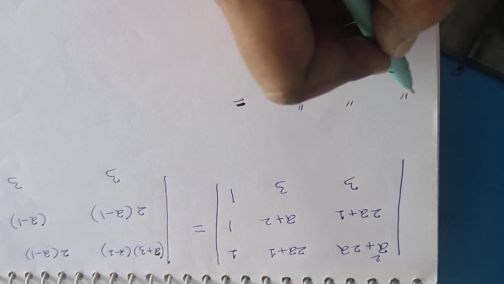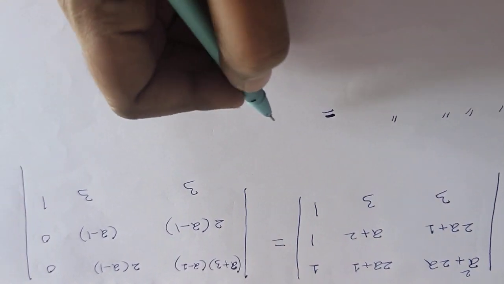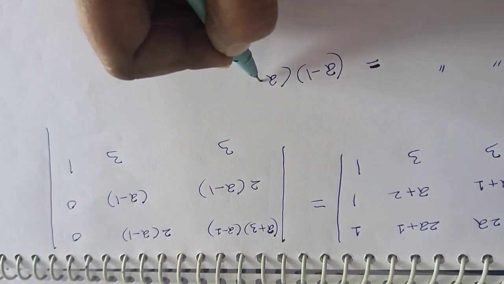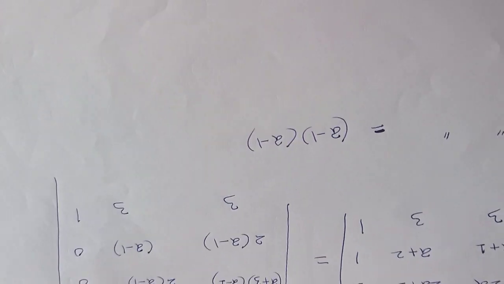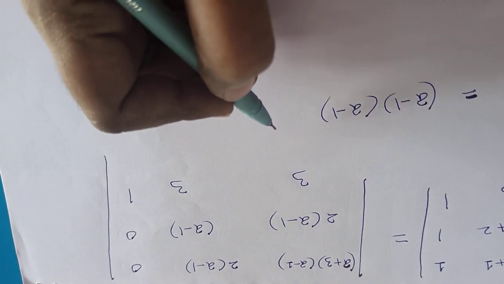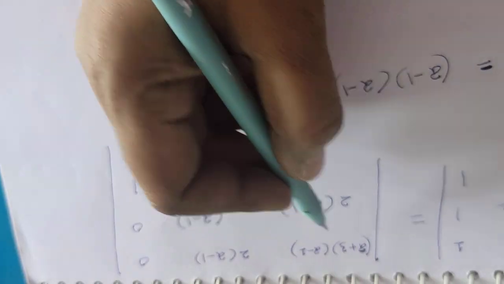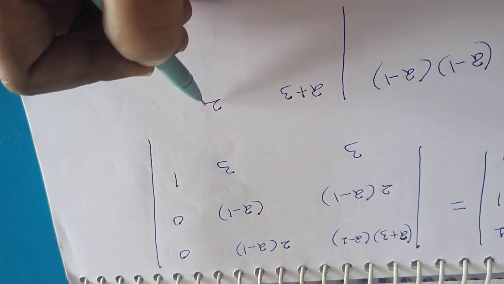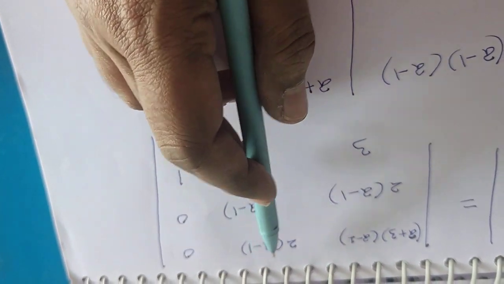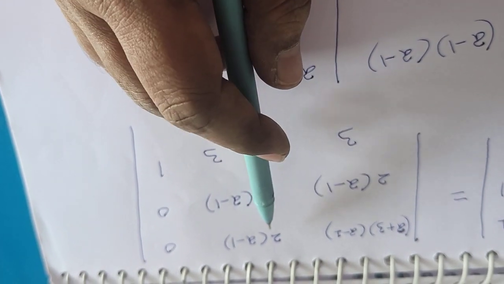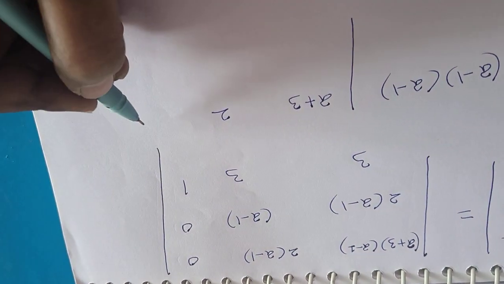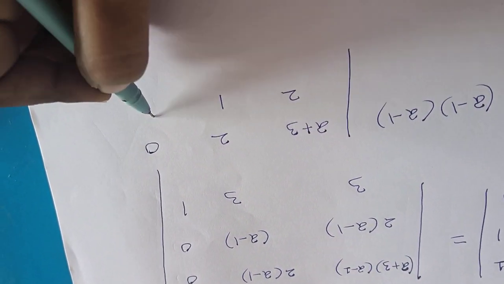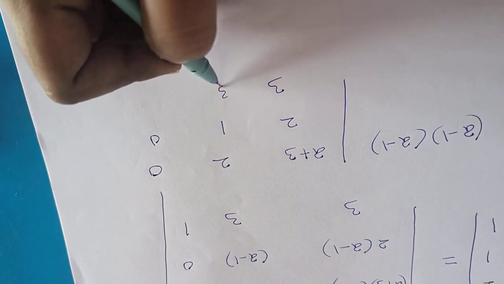So, left hand side keep as it is. So, from first row it is a minus 1. From second row also, I am taking a minus 1 outside. So, this is a plus 3, this is 2. When I take outside this term, it becomes only 2 is left here. So 2 and this is 0. Here also this is 2, 1, 0, 3, 3, 1.